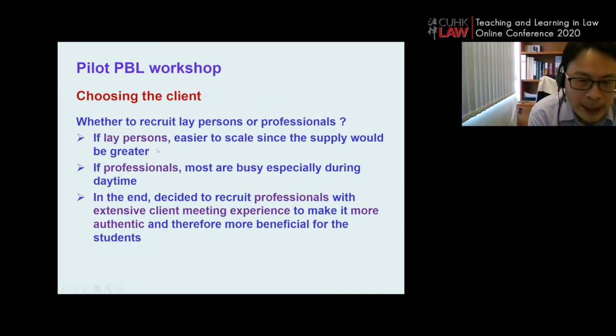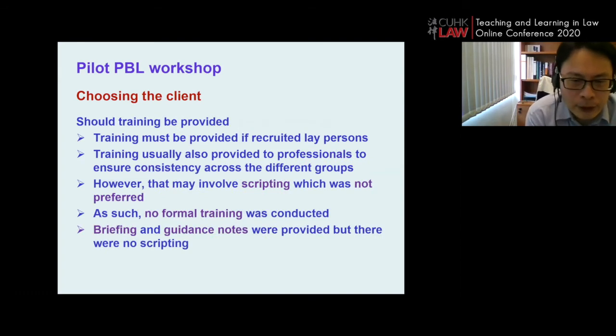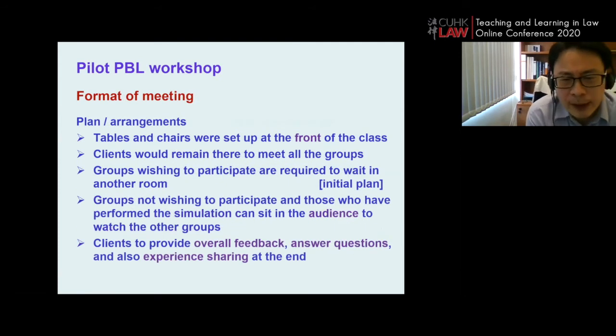But I ended up choosing professionals because they have extensive client meeting experience, and from that experience, they can role play different types of clients for our students. I also didn't provide any formal training to them. Some of my colleagues did client simulation and wanted training to ensure consistency. But because I didn't want scripting, no formal training was provided, but I gave them a briefing and also detailed guidance notes. So the format is quite simple.